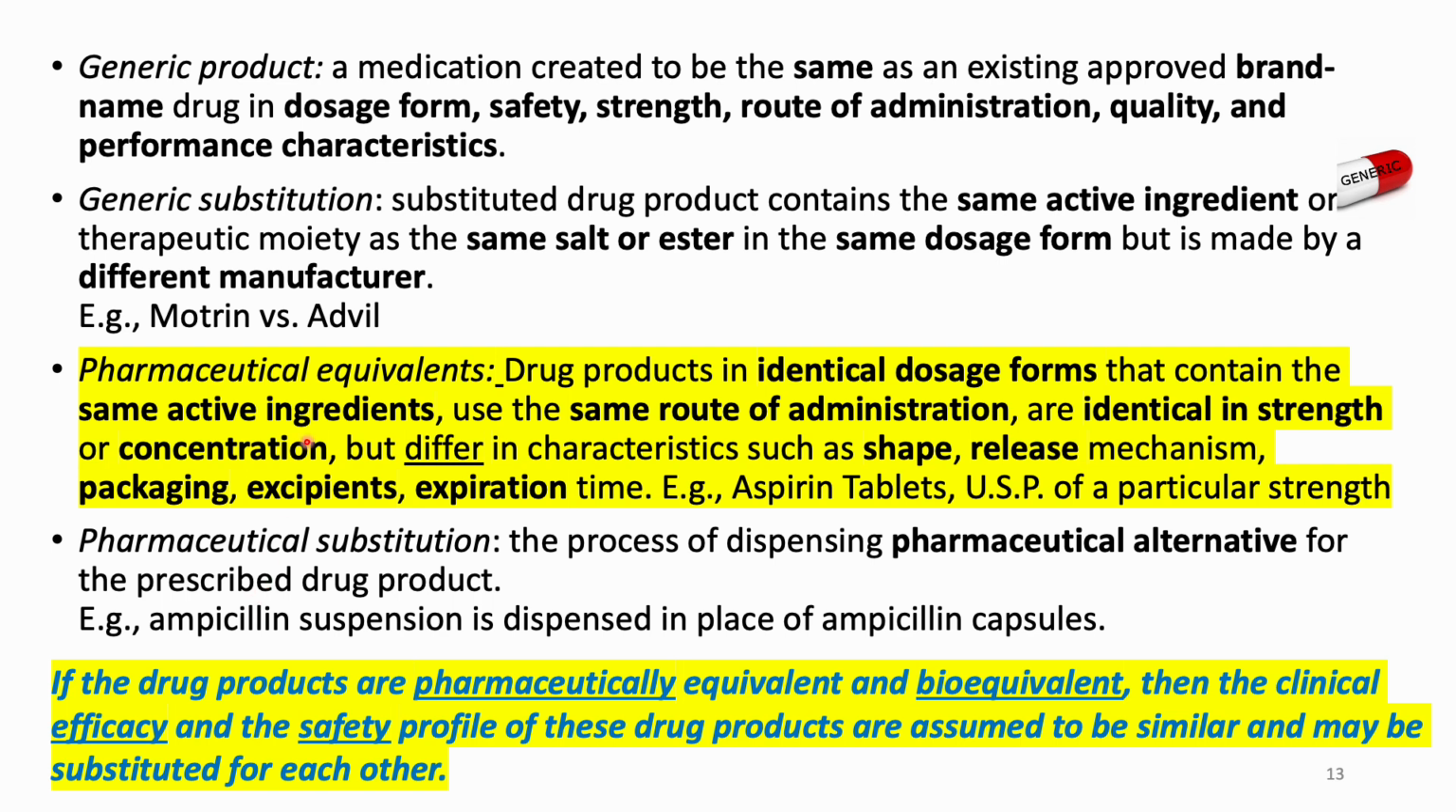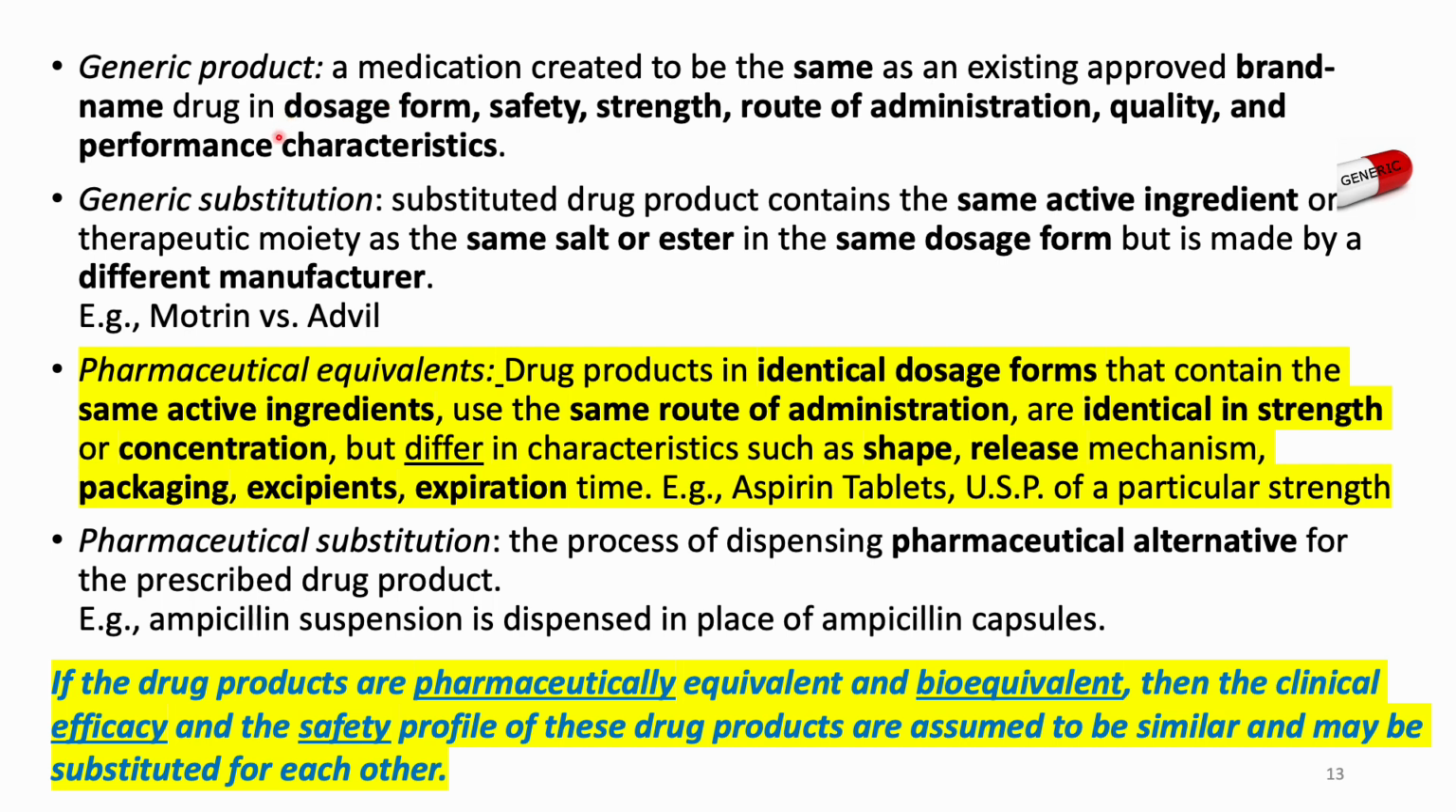Now we go to review some terminology in pharmaceutics. First is generic product. Generic product is a medication created to be the same as an existing approved brand name drug in dosage form, safety, strength, route of administration, quality, and performance characteristic.